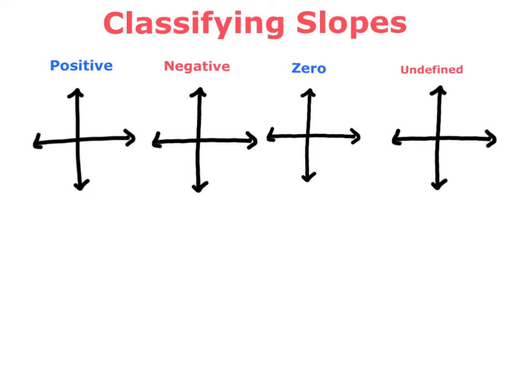Whenever we're classifying slopes, they can fall into 4 categories: positive, negative, 0, or undefined. These first 3 slopes would still be a function, whereas if you have an undefined slope, you don't have a function. So let's look at this. A positive slope rises from left to right. So you can probably guess that a negative slope falls. A 0 slope is a horizontal line.